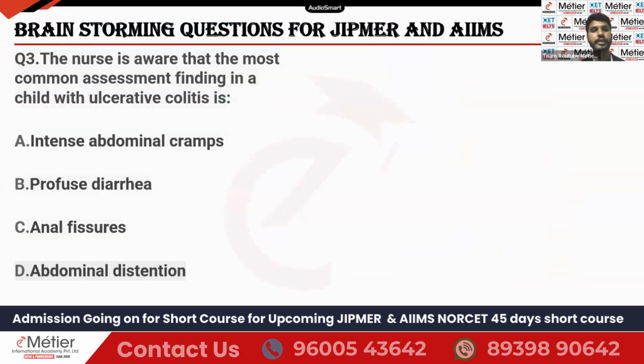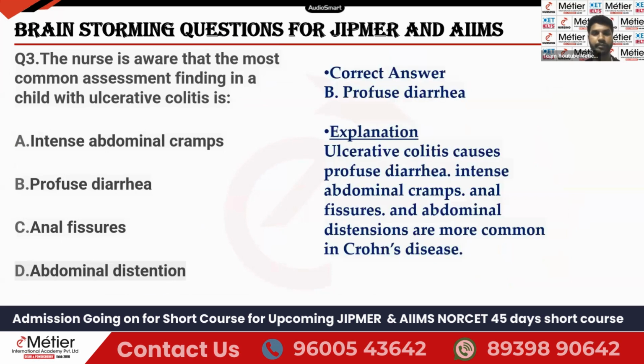Next question. The nurse is aware that the most common assessment finding in a child with ulcerative colitis is what? Everyone knows what ulcerative colitis is. So what is the common assessment finding? It is very easy. It is profuse diarrhea. The child will have profuse diarrhea. That is a common assessment finding seen in ulcerative colitis. The remaining, intense abdominal pain, anal fissure, abdominal distension, are related to Crohn's disease. Okay. So the common assessment finding is profuse diarrhea. Very easy questions, right? Yes.